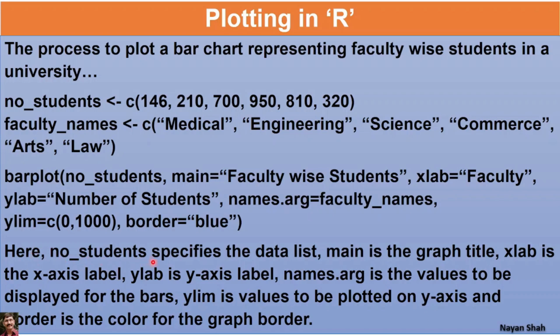Here number of students specifies the data list, that is this data list. Main is the graph title. Xlab is x-axis label, Ylab is y-axis label. Names.arg is the values to be displayed for the bars, individual bars, what values you want to display. Ylim is values to be plotted on y-axis, and finally border is the color for the graph border.